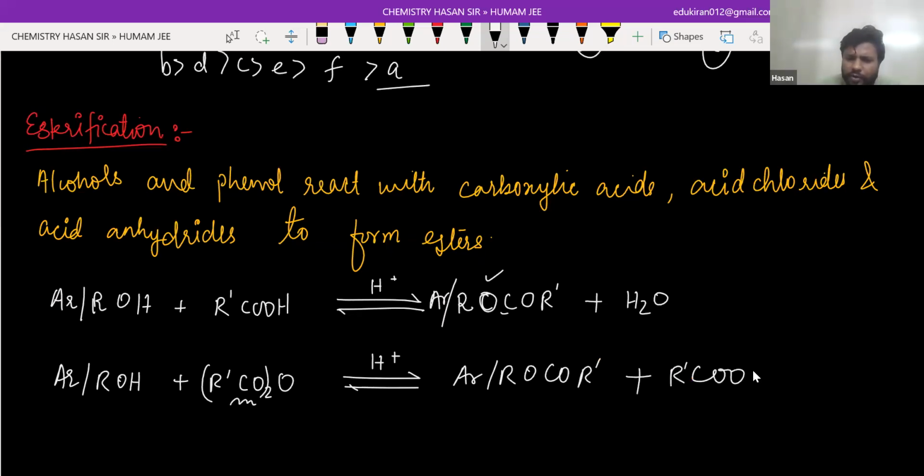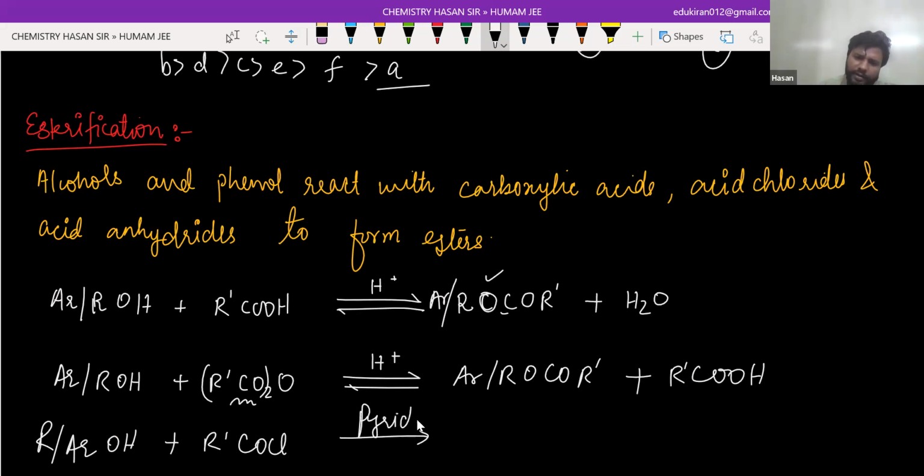The byproduct is your carboxylic acid. And the next one is AR or R, you can take phenol or alcohol. If you are going to react this with RCOCl, that means basically your acid chloride or acyl halide in the presence of pyridine, and this is irreversible. So you will be getting R or AR, OCO, R dash plus HCl.